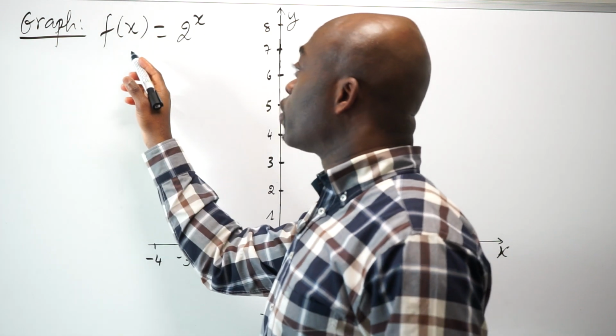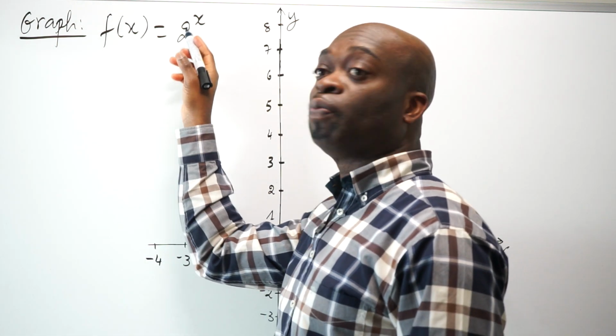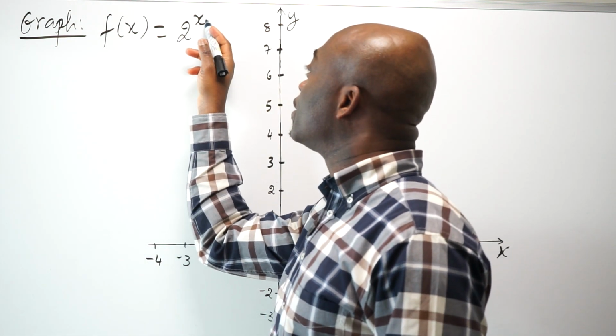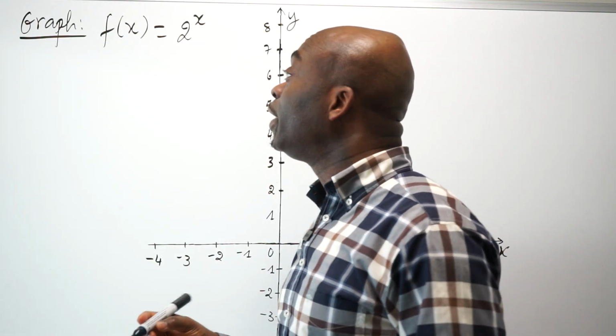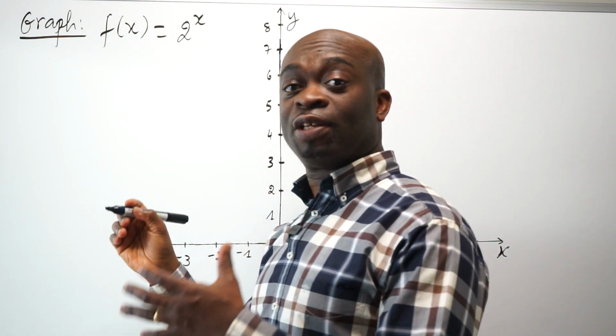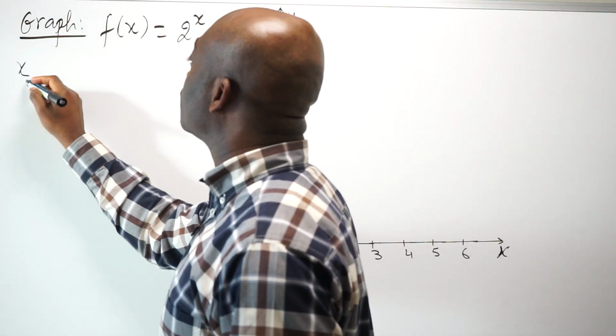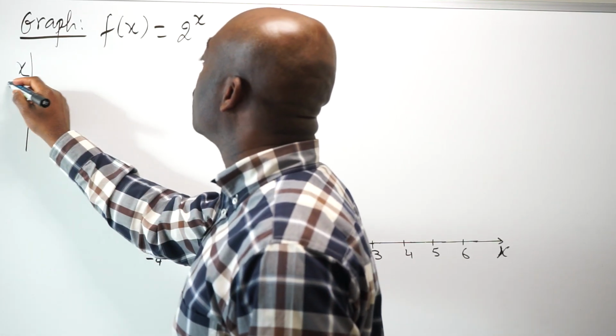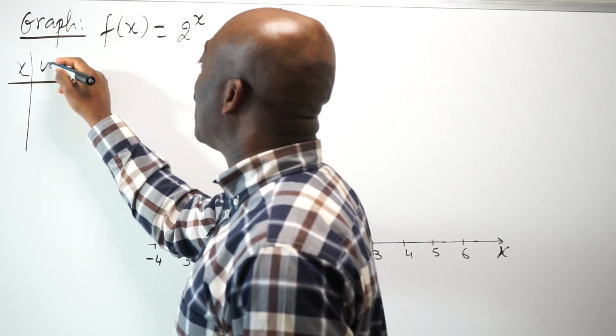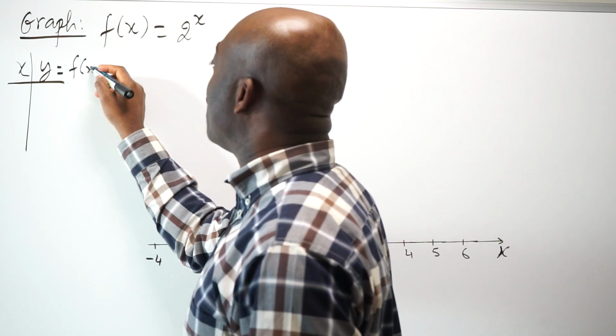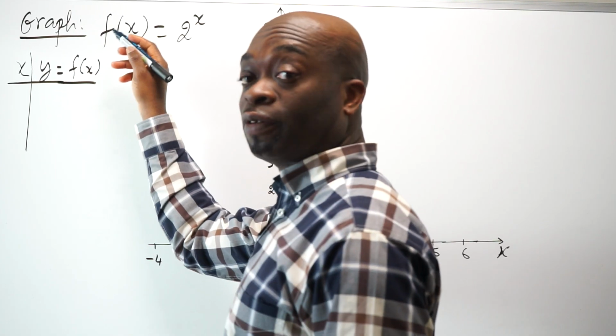Let's graph this function here, f of x equals 2 to the power x. So we have 2, which is the base, and x, which is the exponent, right? So we're going to use an x and y values table to do that. So let's go for it. So we have x here, then we have y, which is just the same thing as f of x that we have over here, correct?